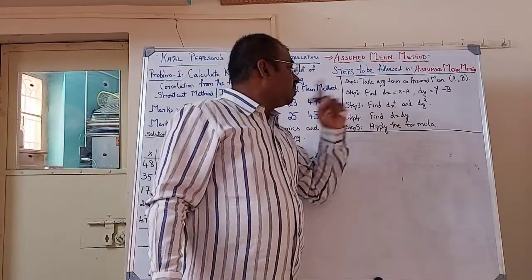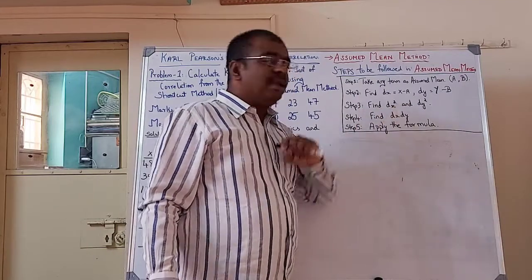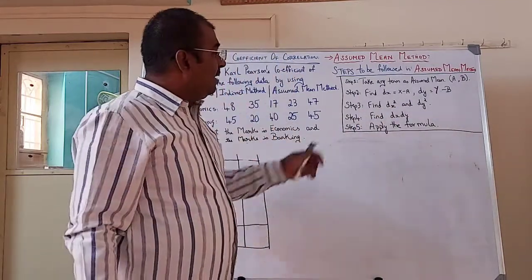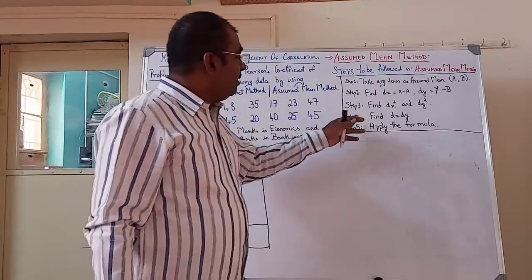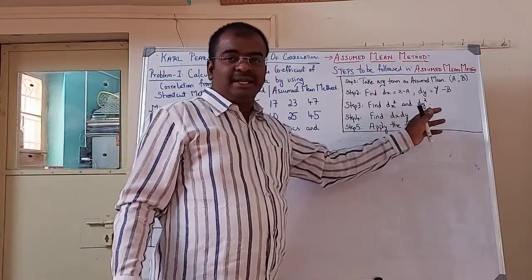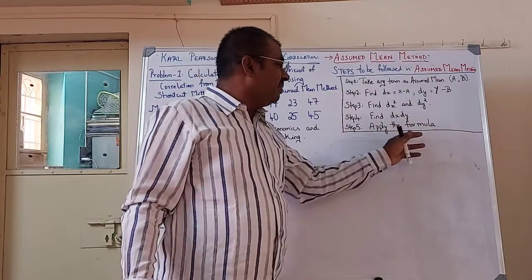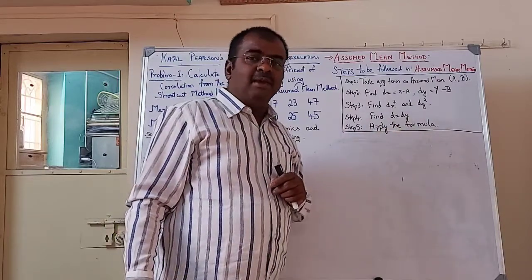Here we will call it as dx square and dy square. And then step number 4, we had calculated product of x, y. Here we will calculate the product of dx, dy. And finally step number 5, we will apply the formula.